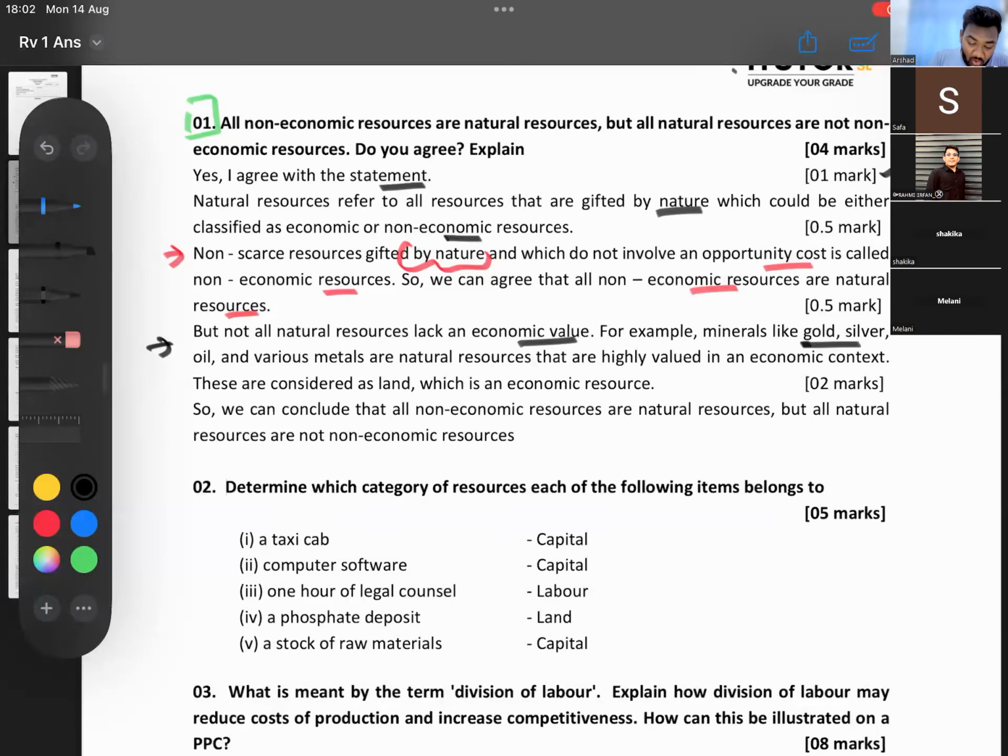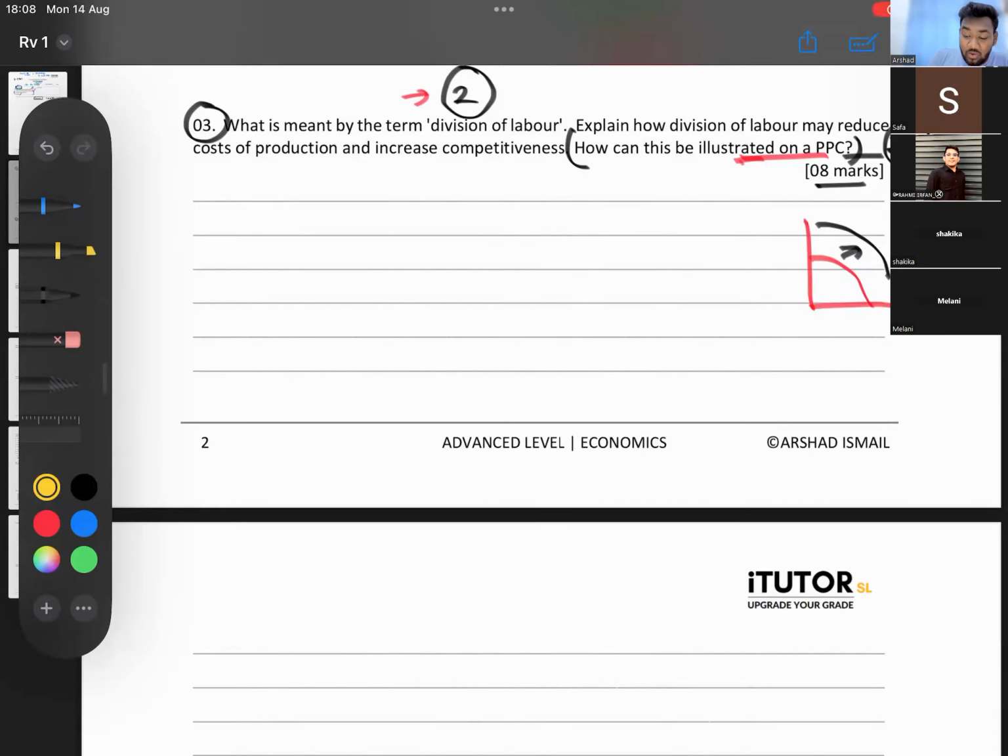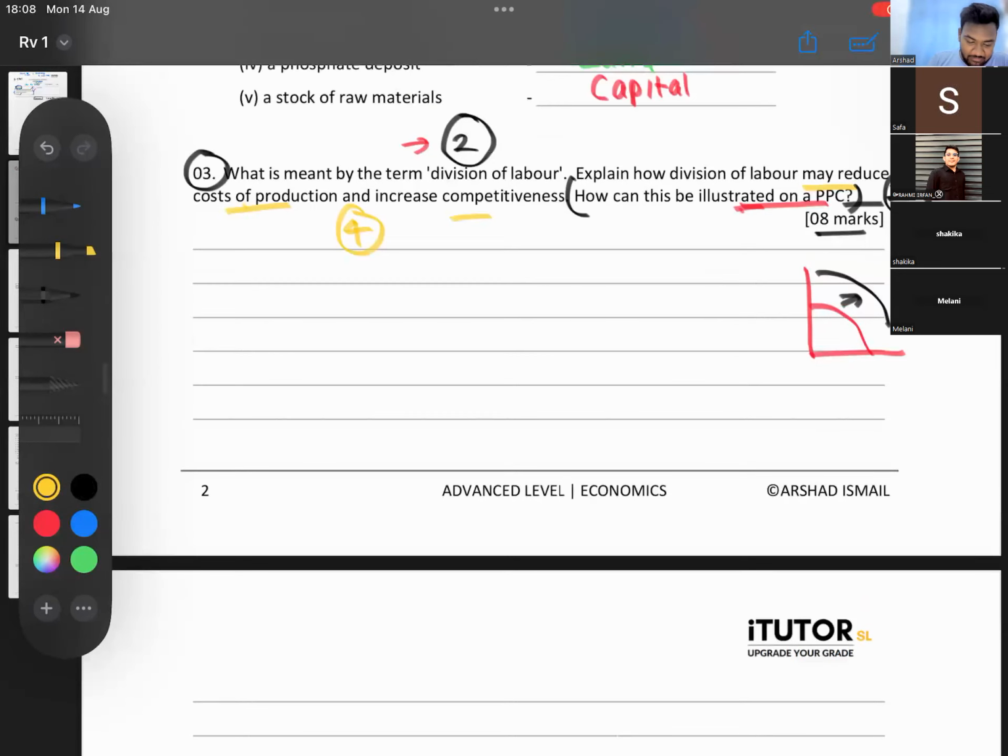Now the most interesting one is this one. How can division of labor reduce cost of production and increase competitiveness? How can that happen? For that I am giving you all 4 marks. That's how the 8 marks is made. So we'll look at the answer now without me typing one by one.